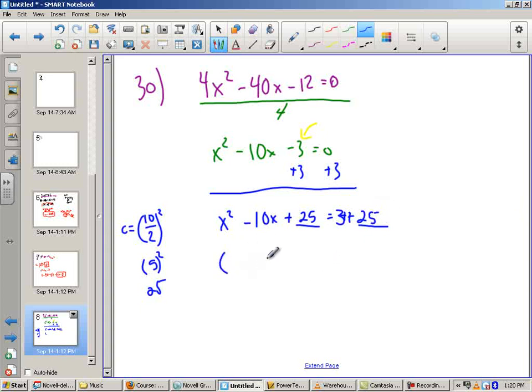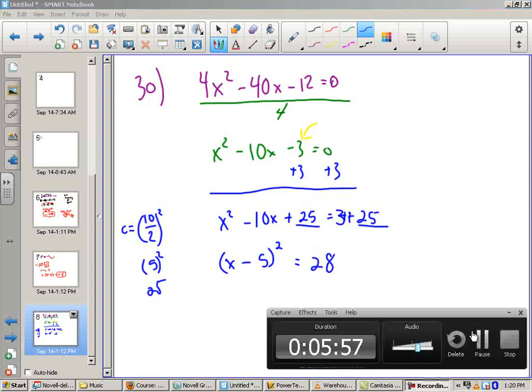Now I can start to simplify. This parentheses, I want to jump straight to the squared version. I would have x, because that's the square root of x squared. The square root of 25 is 5. Signs are the same and negative. And over here, you get 28.